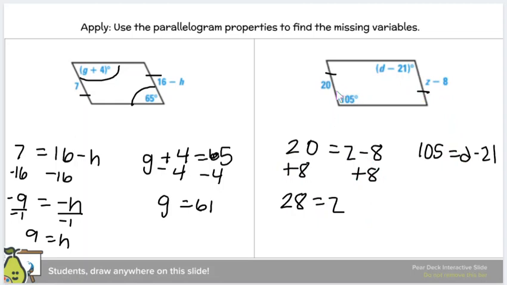And over here are congruent opposite angles, so 105 equals d minus 21. We'll add 21 to each side, and we're left with 126 equals d.